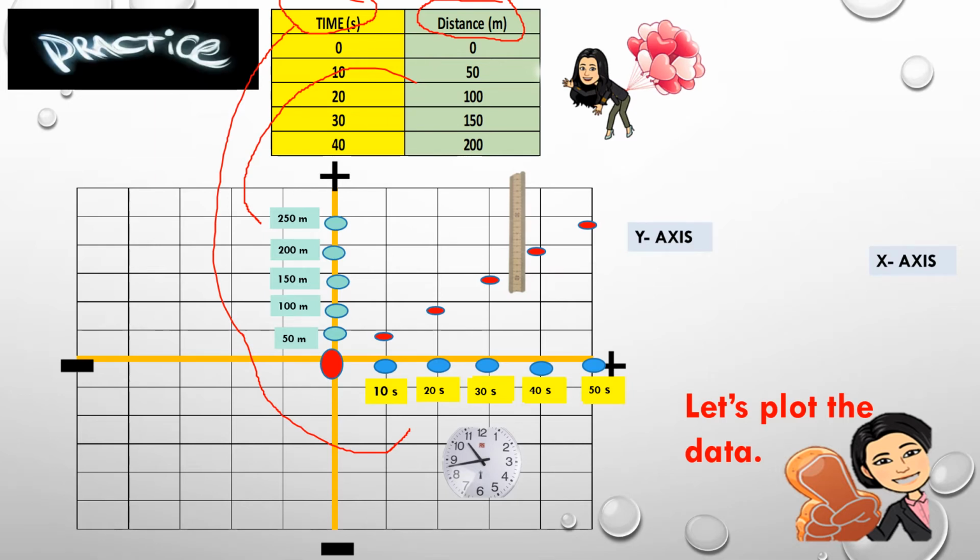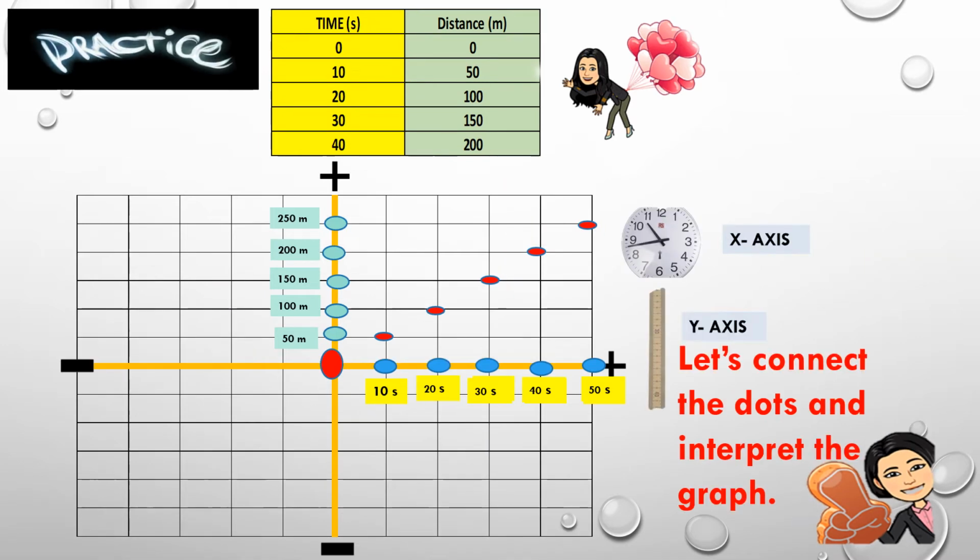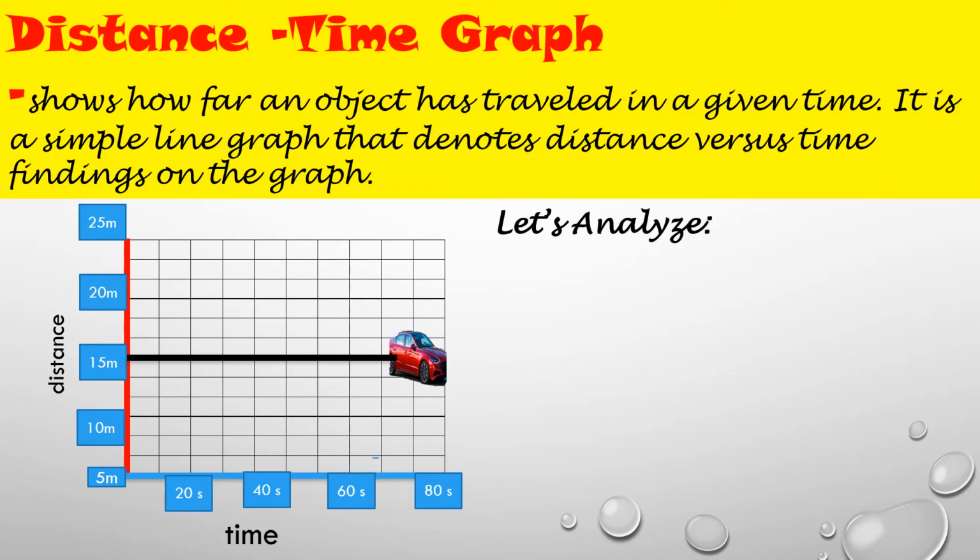So, after plotting the dots, we're going to connect the dots. In connecting the dots, makakabuo kayo ng line. In graph, bawat line merong meaning. Bawat plot ng line ninyo, may different meaning, which is our topic for this afternoon. So, we're going to interpret. Ano bang ibig sabihin ng mga lines? Now, let's talk about the distance time graph.